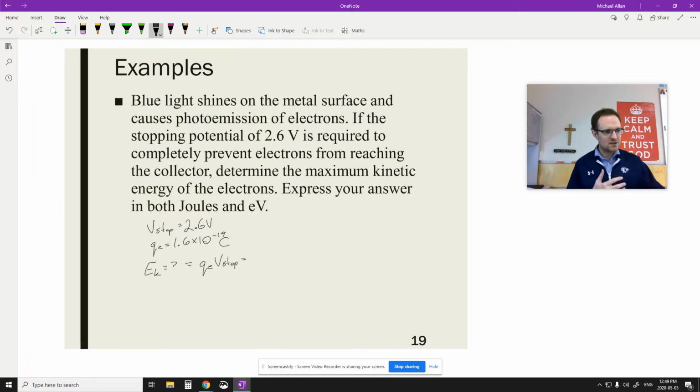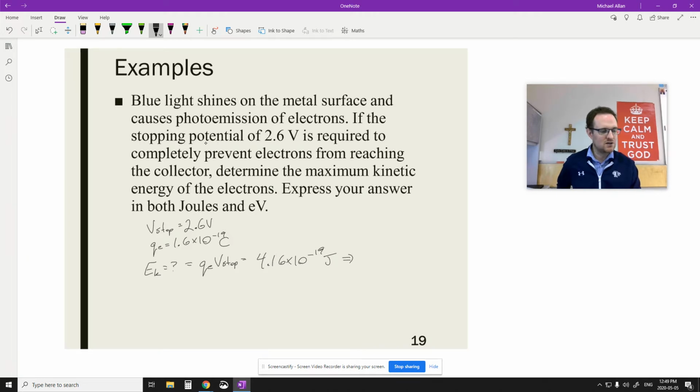Now, most of the time when we talk about this EK max, if I'm communicating it, I want this to be electron volts. If we do the math here, we're going to get this in joules. Most of the time when we talk about EK calculations, we're in joules. So 1.6 times 10 to the negative 19 times 2.6 ends up being 4.16 times 10 to the negative 19 joules.